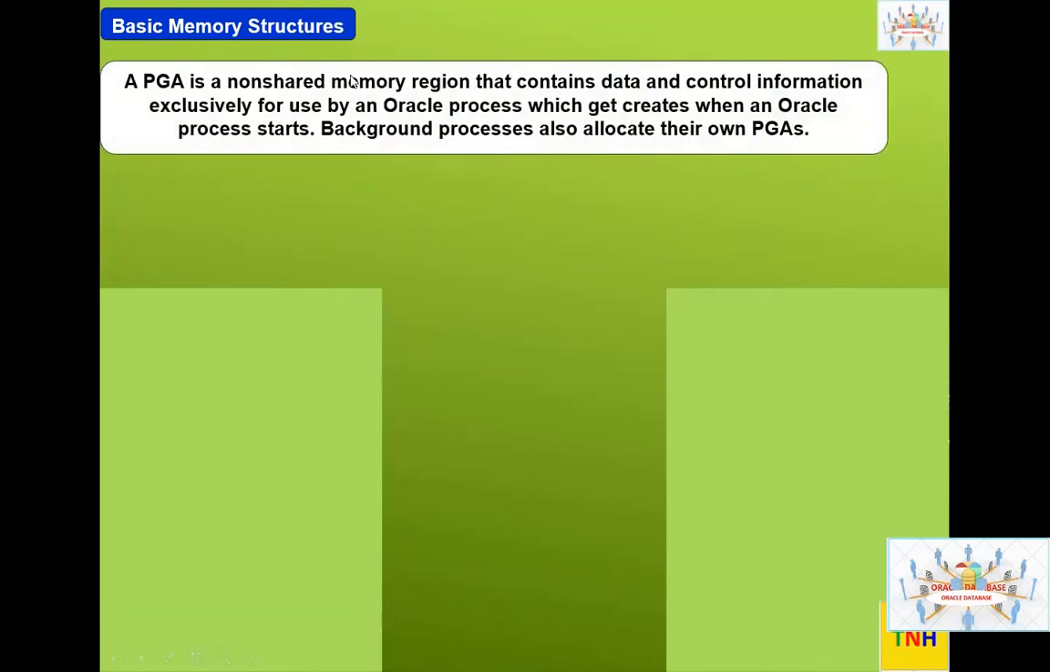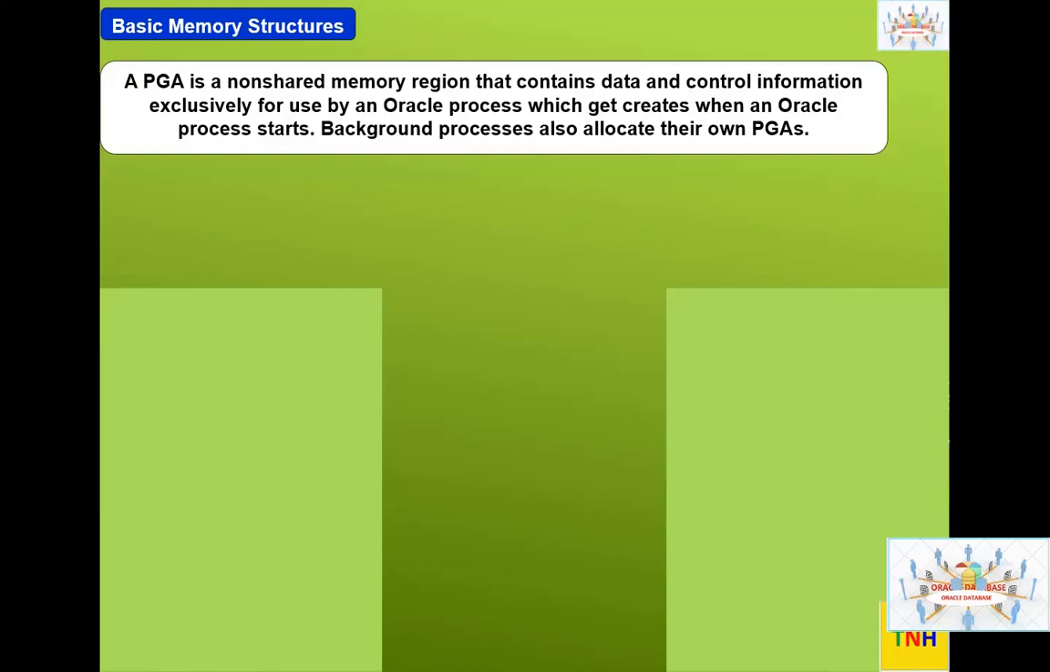Now we are coming to another explanation. I think this is theory, what we have learned. Okay, let's go through it. A PGA is a non-shared memory region that contains data and control information exclusively for the use of an Oracle process, which gets created when an Oracle process starts. Oracle process means the Oracle server process actually. A background process also allocates its own PGAs. So PGAs are mainly created by server processes and background processes. That's what it's going to say.